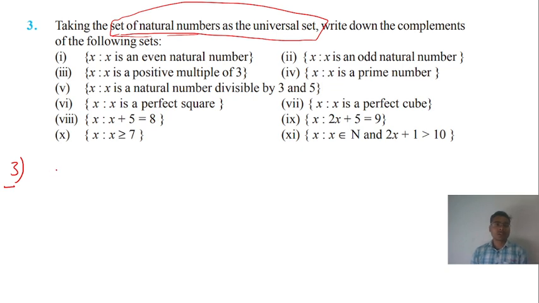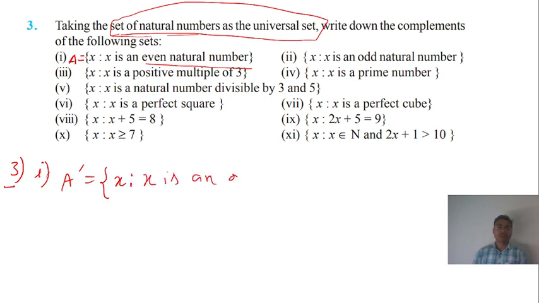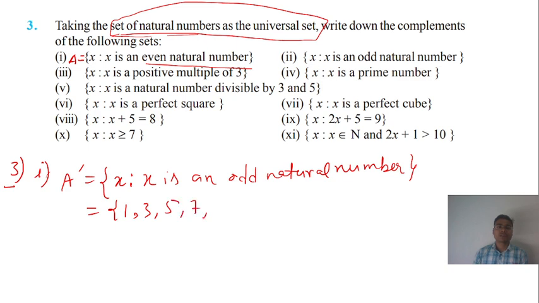First they are saying x such that x is an even natural number. Naming it A, what is A complement? A complement is the set of all odd numbers, x such that x is an odd natural number. Either you can write it in this way, that is set builder form, or you can write it in roster form: 1, 3, 5, 7, 9, and so on.